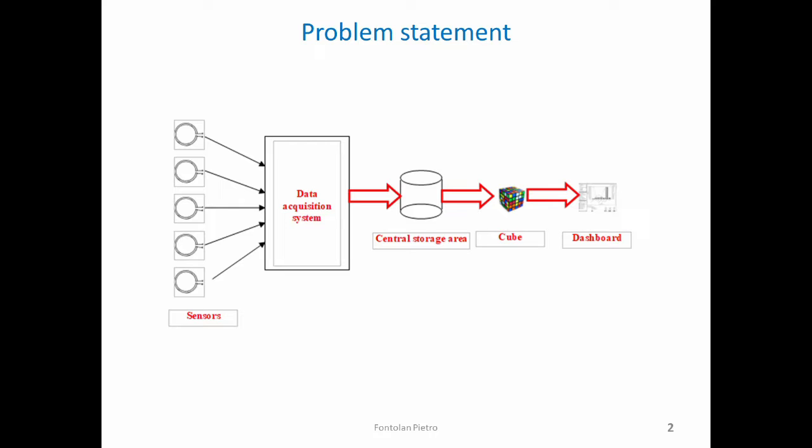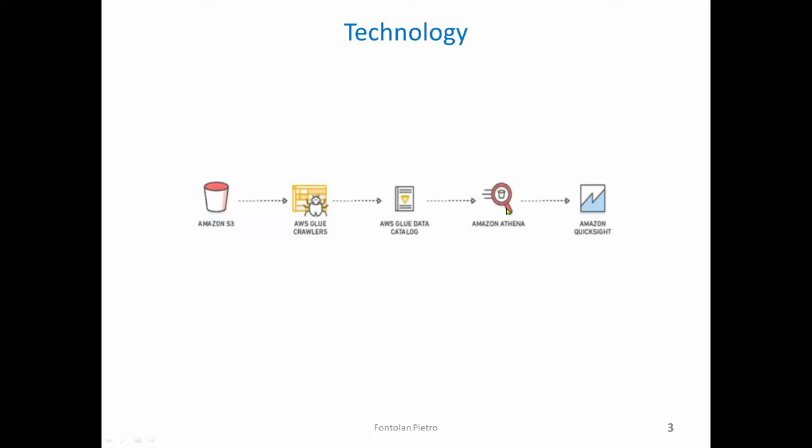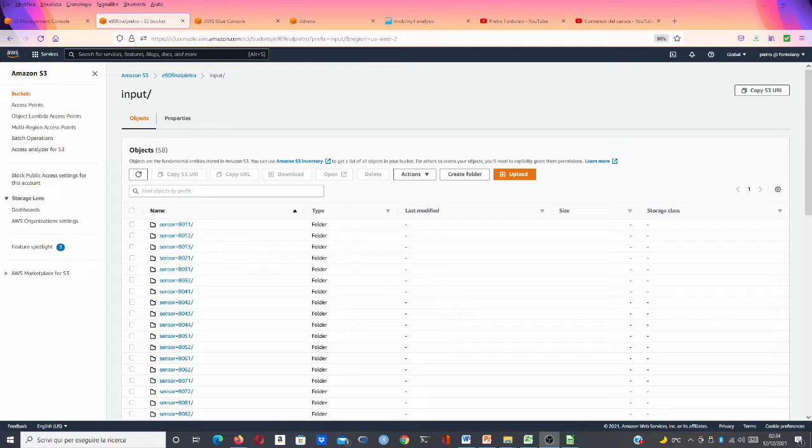So I proposed to build the following pipeline with an Amazon S3 bucket, AWS Glue, Amazon Athena, and Amazon QuickSight.